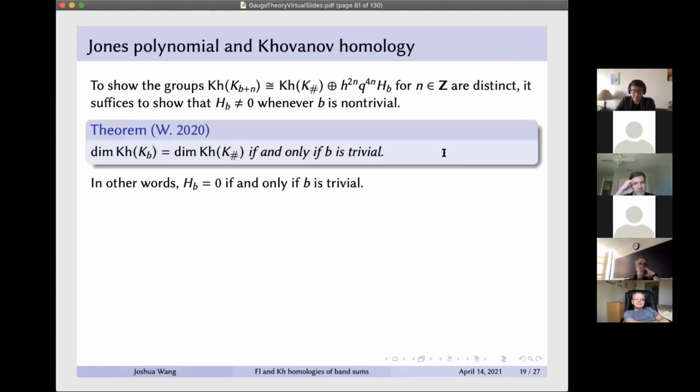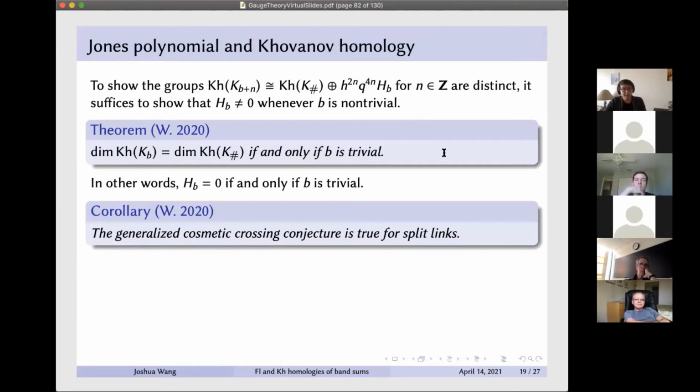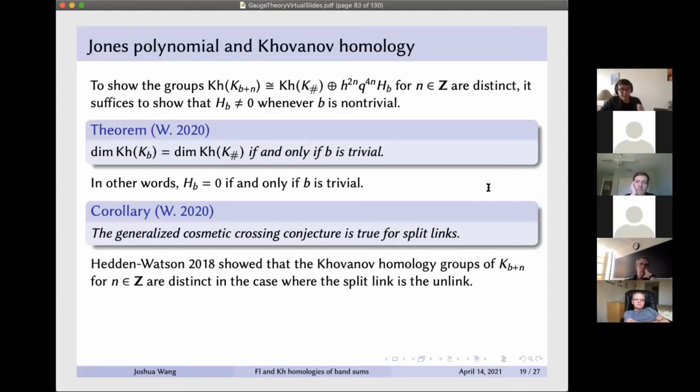And that is what I prove. So the dimension of Khovanov homology of KB is equal to the dimension of the Khovanov homology of K sharp if and only if the band is trivial. And this is where the main work goes into for the result. And as a corollary, the generalized cosmetic crossing conjecture is true for split links. The knots are all distinguished by their Khovanov homology groups. And I'll note that Hedden and Watson first showed that the Khovanov homology groups of the knots KB plus N are all distinct when the split link is the unlink.